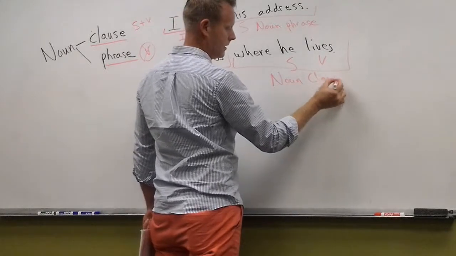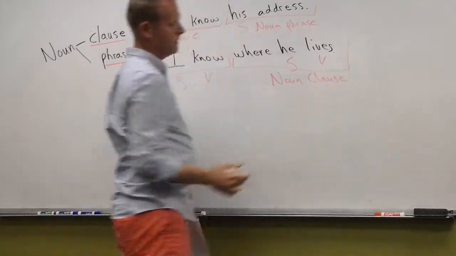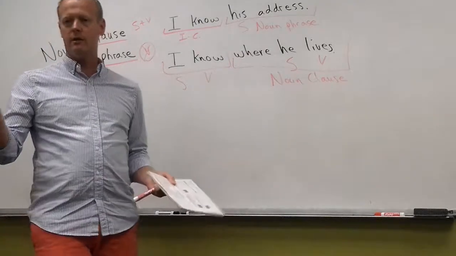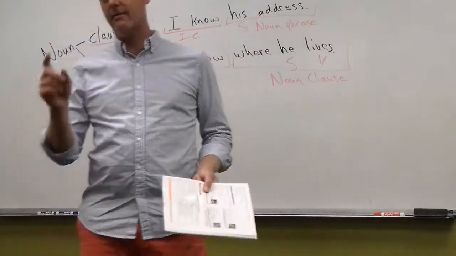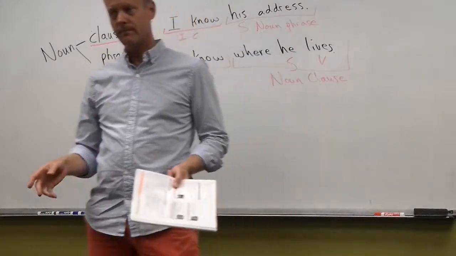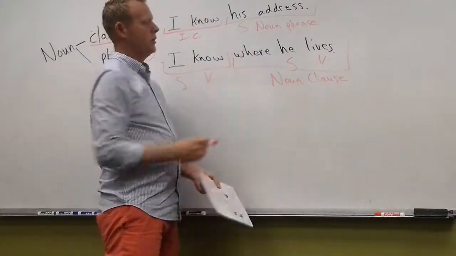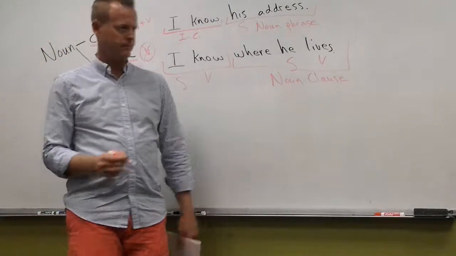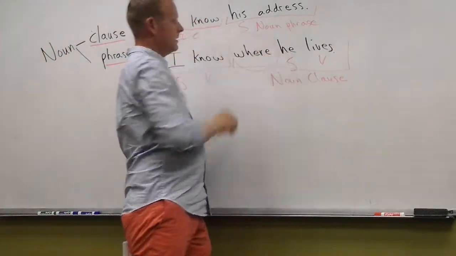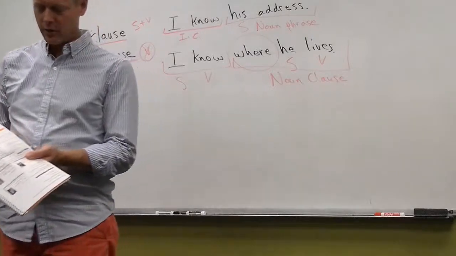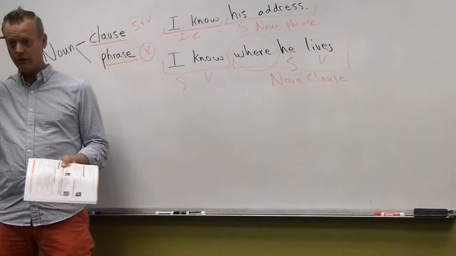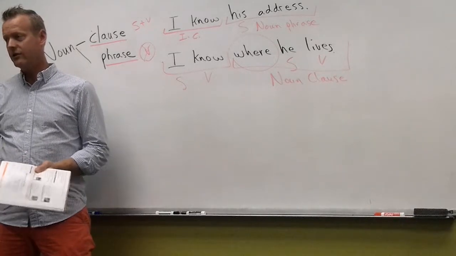That's important, okay? A clause always has a subject and verb. It doesn't matter if it's an independent clause or a dependent clause. It has to have a subject and verb to be a clause. What else do you notice? This noun clause starts with what word? Where. Good. I told you earlier that noun clauses often start with that, after mental verbs and after predicate adjectives.